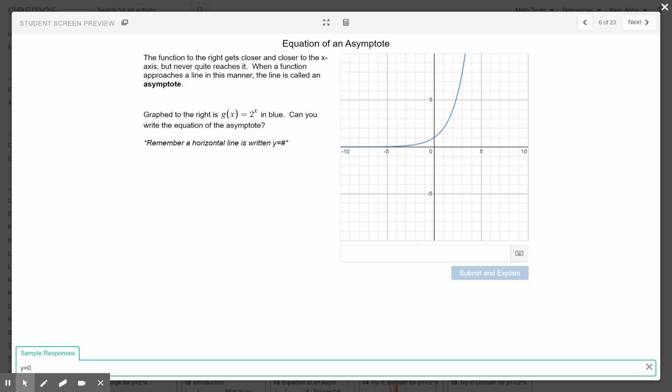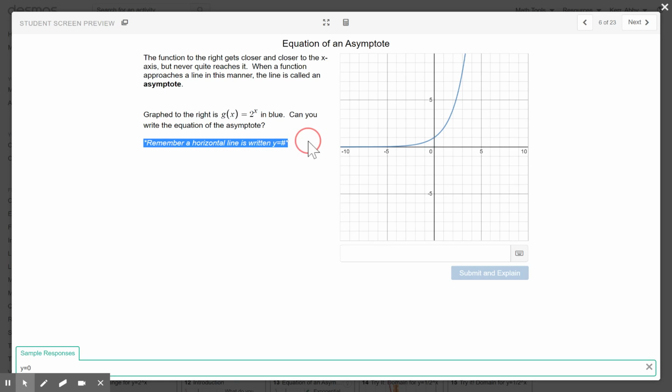Now it says the function to the right gets closer and closer to the x-axis, but never quite reaches it. When a function approaches a line in this manner, the line is called the asymptote. So graphed to the right is g of x, we could say y equals 2 raised to the x.